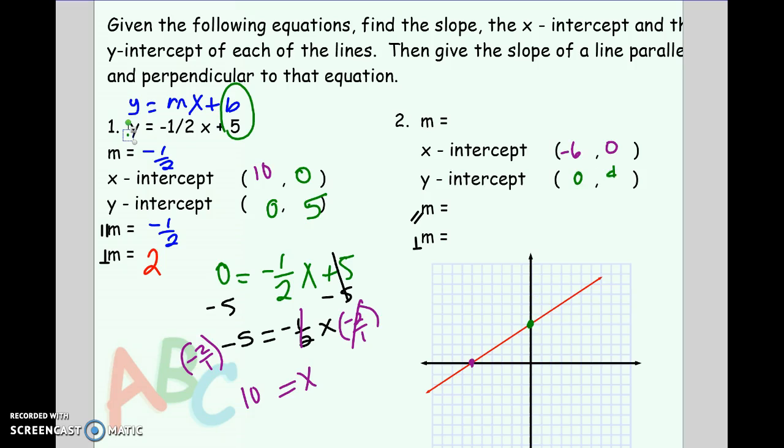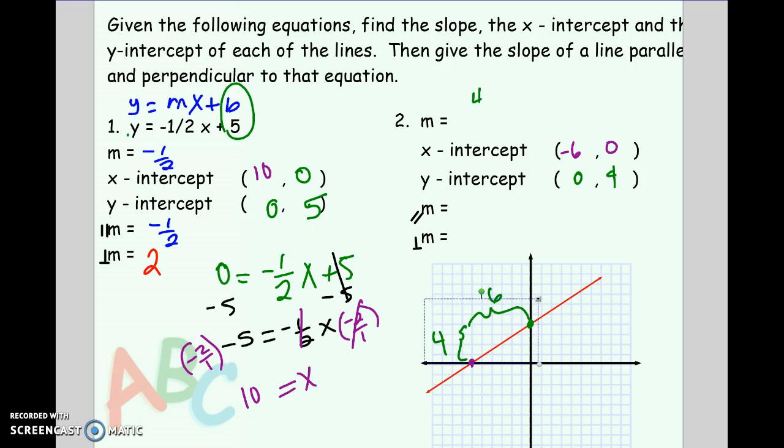So 0, 4. My slope, well, I know it's a positive slope because if I start from the left and I trace the line, I'm going up. So therefore it's a positive slope. And if I go from intercept to intercept, my rise would be 1, 2, 3, 4. Let's put rise is 4. And my run is 1, 2, 3, 4, 5, 6.